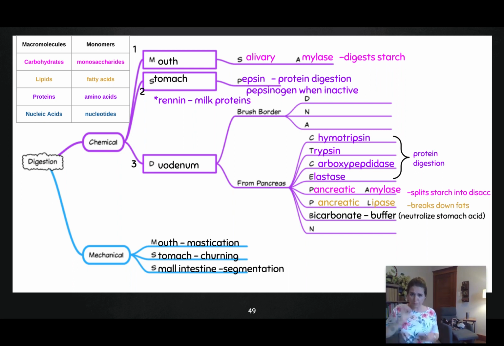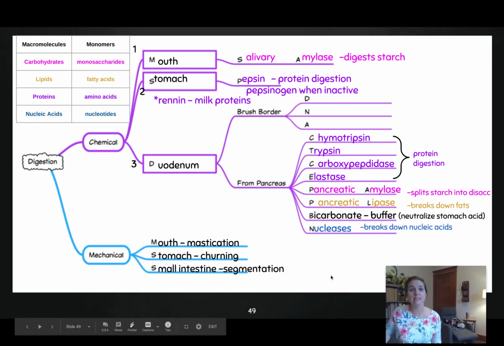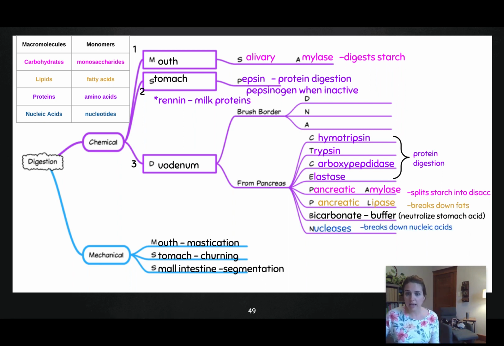All right. So the bicarbonate is super important to neutralize that stomach acid the minute it enters into that small intestine. So that's super important, but it doesn't actually break anything down. It's just there to neutralize. And then our last one are the nucleases. They're in blue because they break down nucleic acids.